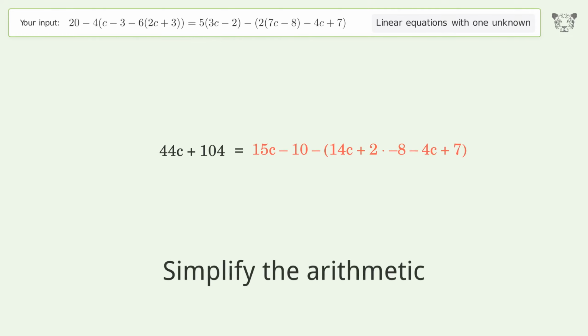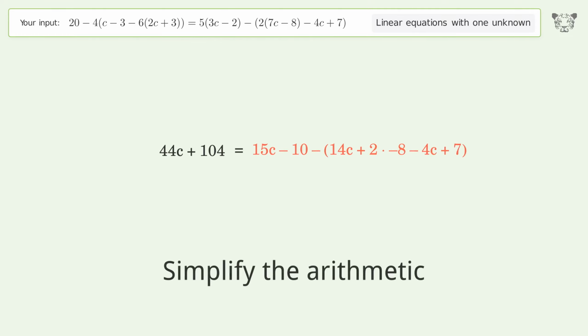Expand the parentheses. Group like terms. Simplify the arithmetic. Group all c terms on the left side of the equation. Subtract 5c from both sides.